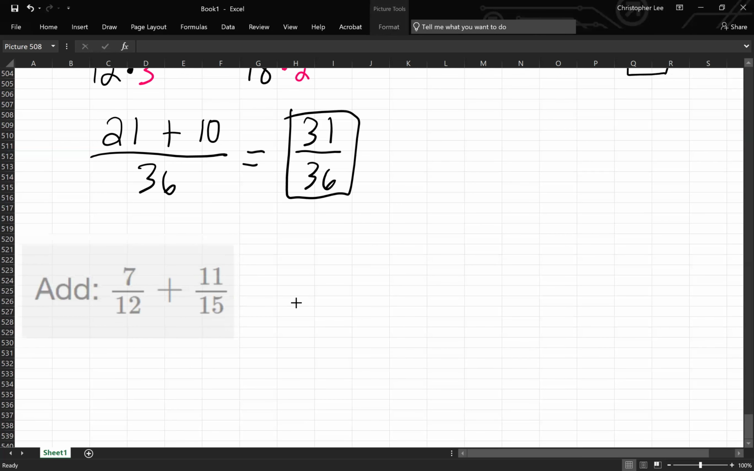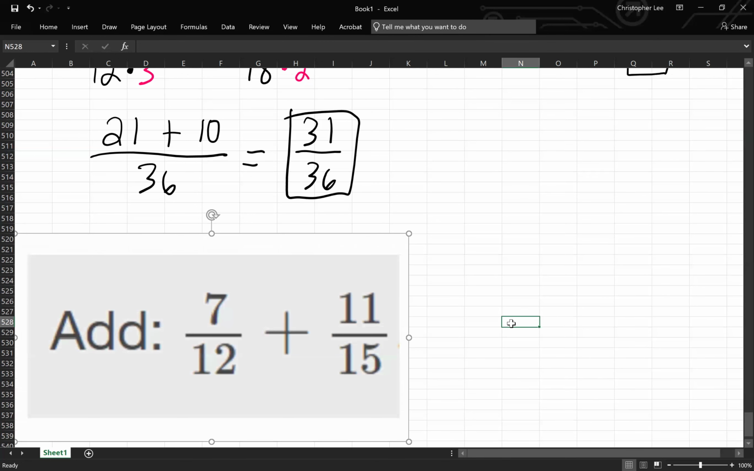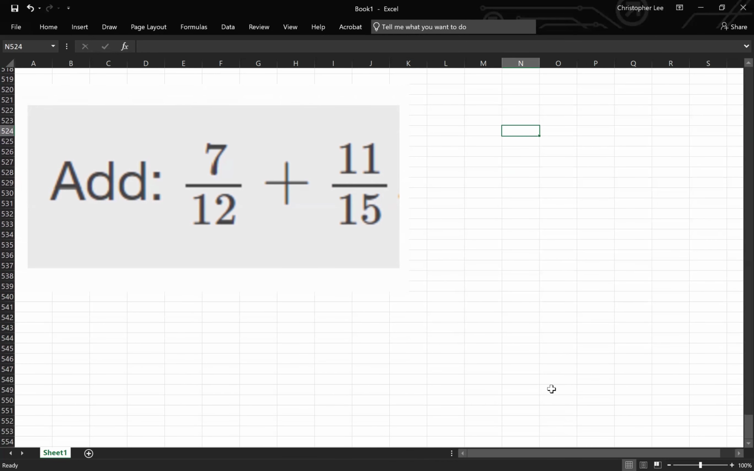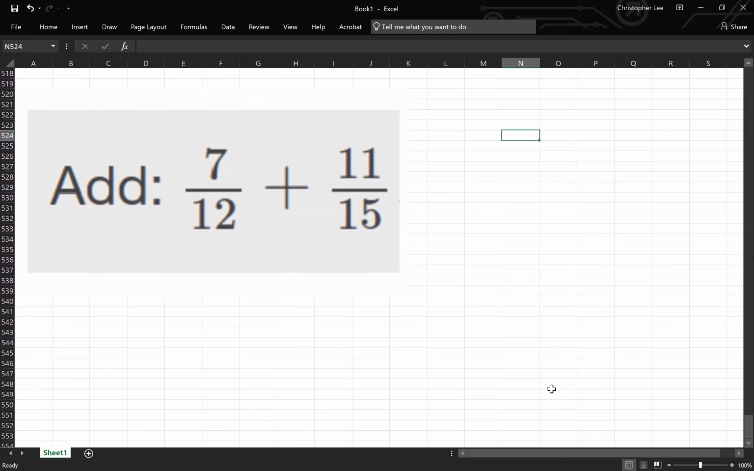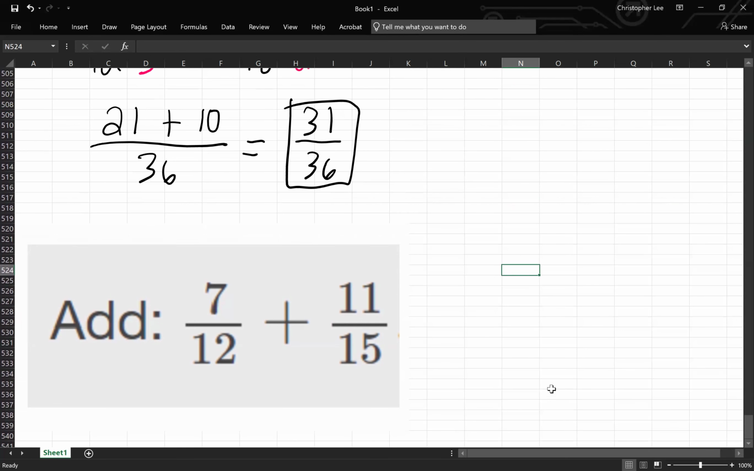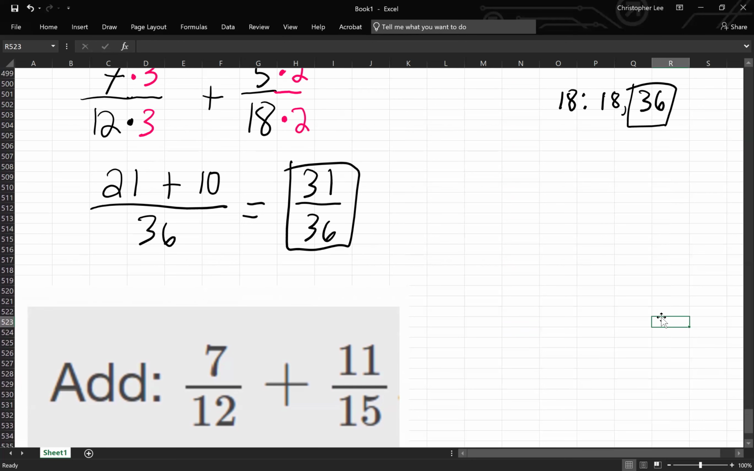All right. A little bit harder, but I feel like y'all could get it. We got 7 over 12 plus 11 over 15. Hopefully I can see that.